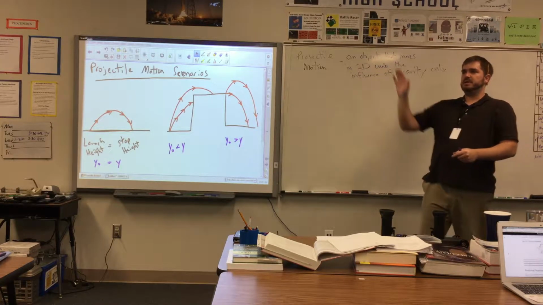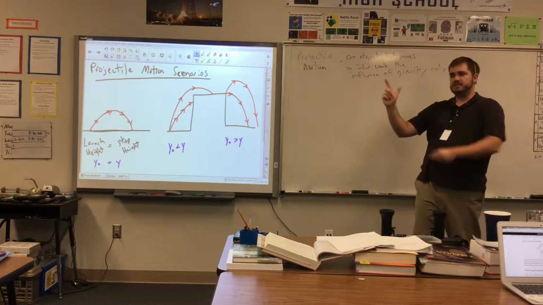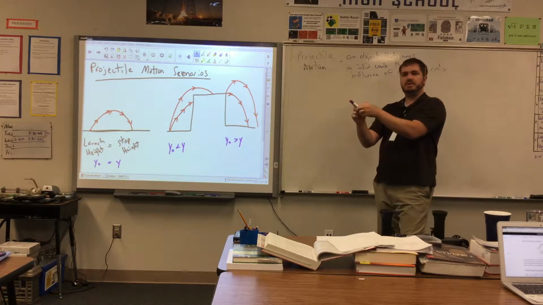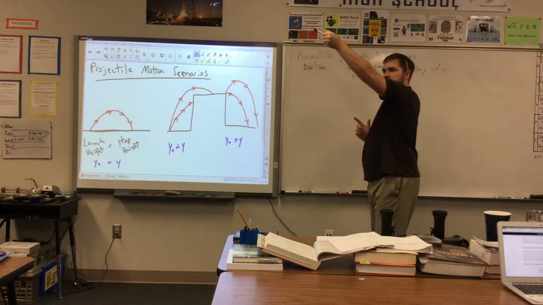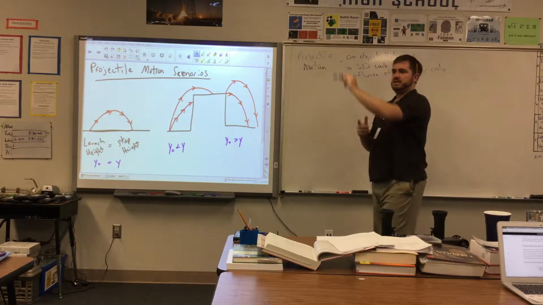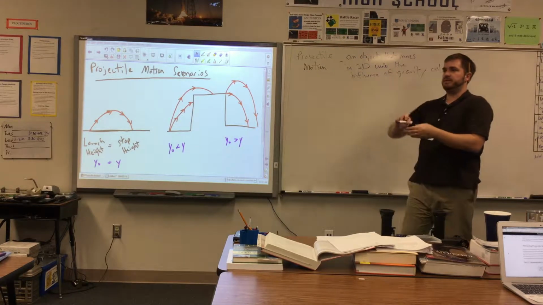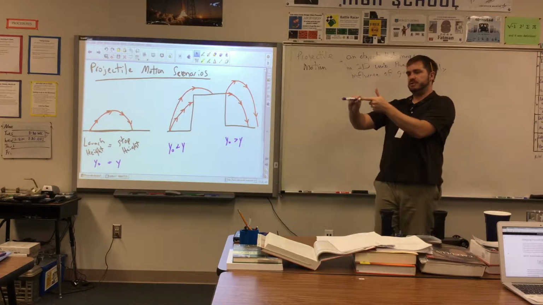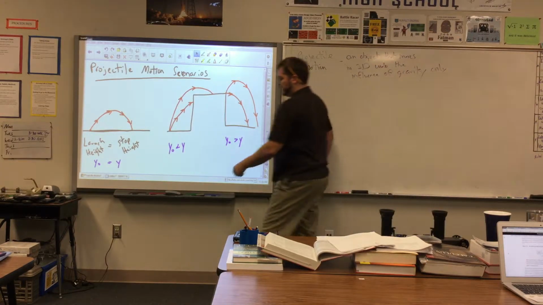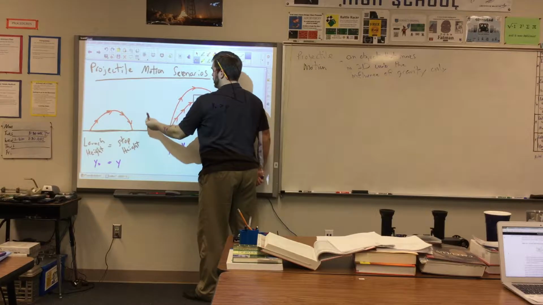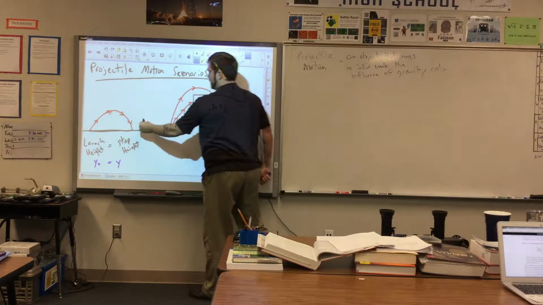Alright, launch angle. You can change the launch angle, but is it still projectile motion? Yes. As soon as that bullet leaves the gun, then it's only under the influence of gravity, right? So, yeah, if you shoot it horizontally, it's going to go like this. I didn't draw the picture, but I could. I'll draw it right here.